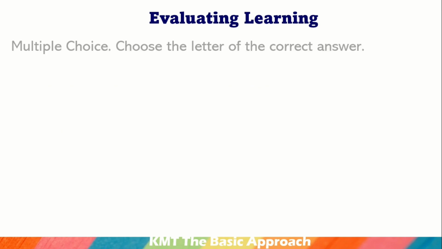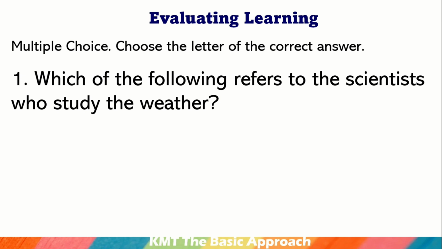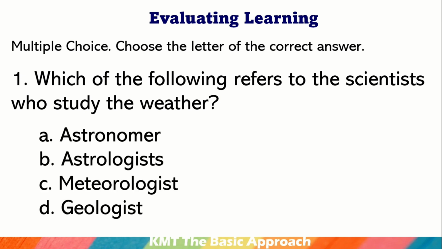Evaluating learning. Multiple choice. Choose the letter of the correct answer. Number 1. Which of the following refers to the scientists who study the weather? A. Astronomer. B. Astrologist. C. Meteorologist. D. Geologist. What is the correct answer? Good job! The correct answer is letter C. Meteorologist.